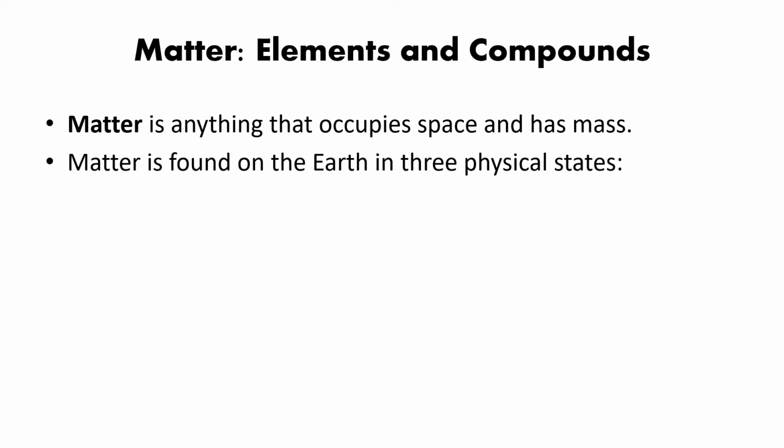Matter is going to be found in three different physical states on the planet. We can have a solid, so think about an ice cube or a rock. We can have a liquid, think about liquid water, or there's lots of things that can be liquid at certain temperatures. And then gas. So gases can be oxygen, carbon dioxide, lots of different types.